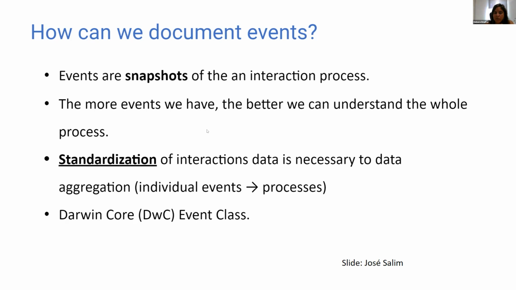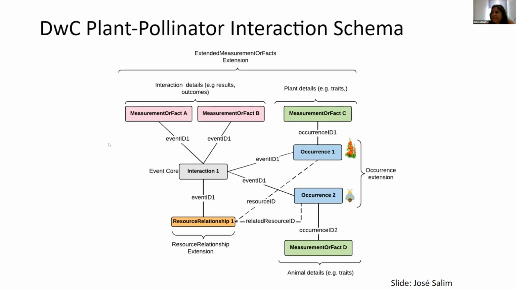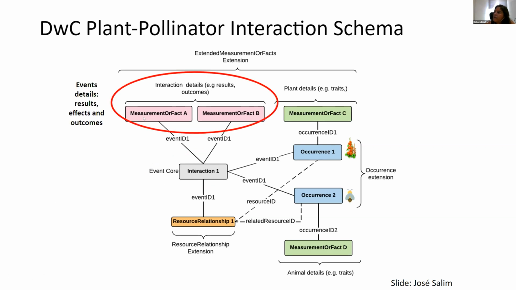So our approach, the one led by José Salim, is based on the Darwin Core, which is the most widely used standard for biodiversity data, on the event class, more specifically. So we have this interaction schema. It is in our article and also in the report. So the event core is the basis of the model. We use the measurement of facts to record the event details, the results, the effects, and the outcomes.